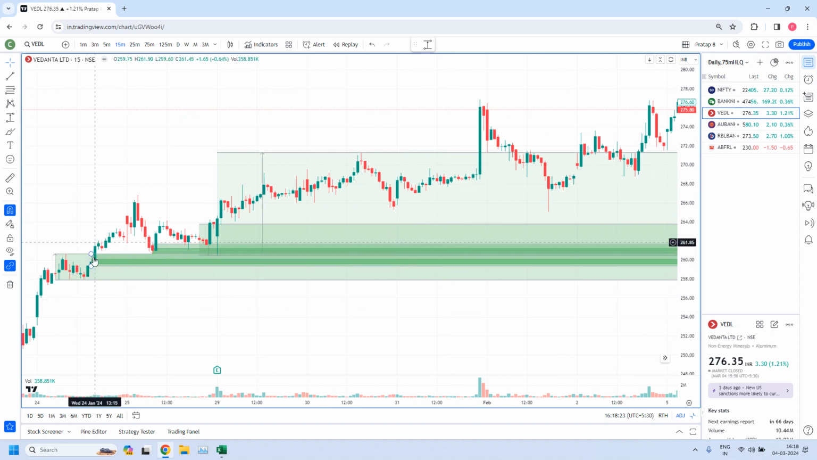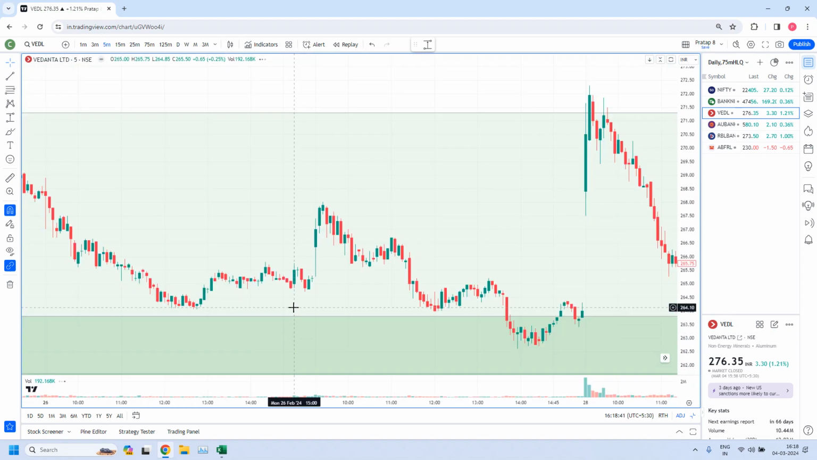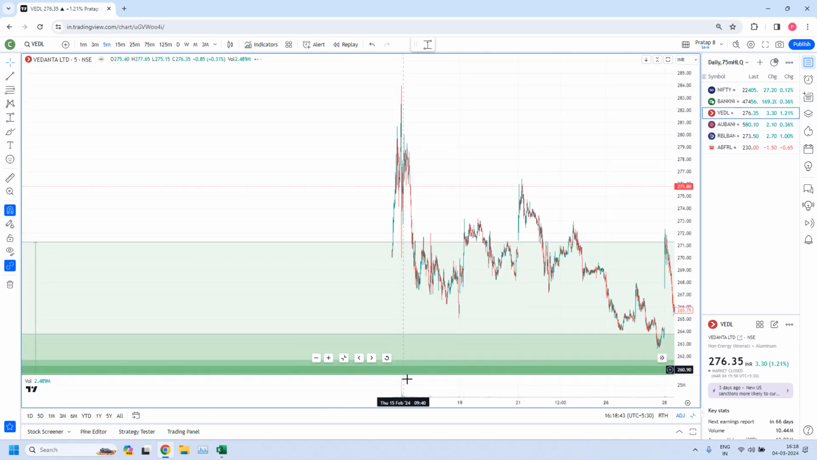So here we have one 15-minute zone: rally, base, rally. And again here we have one more 15-minute zone: drop, base, rally. This 15 minutes is acting like a high liquidity zone. Again, inside we have drawn a 5-minute zone, that is also acting like a high liquidity zone. So let me go to the 5-minute time frame and show you.